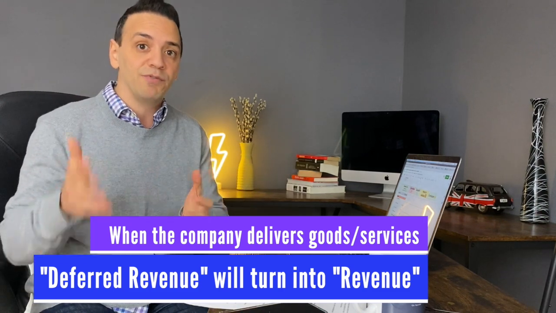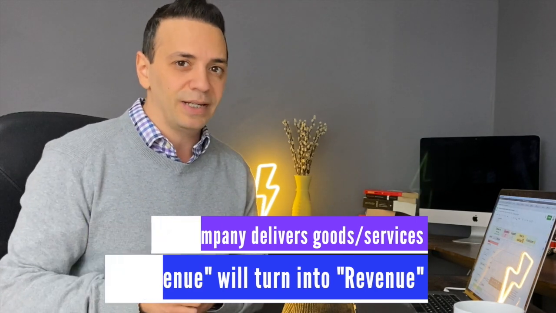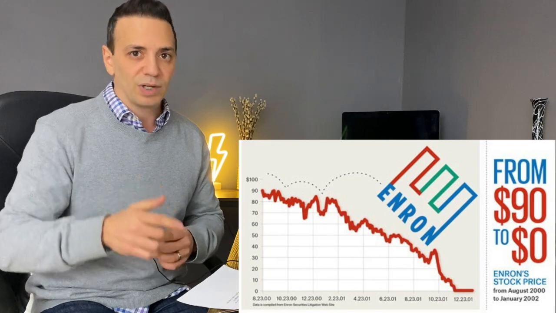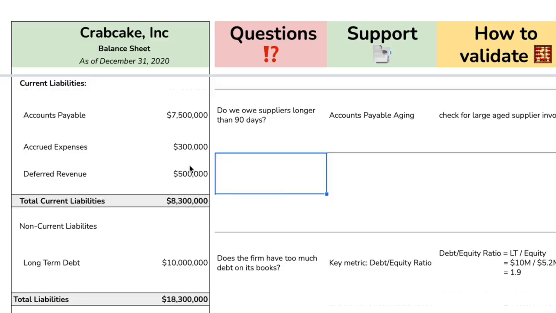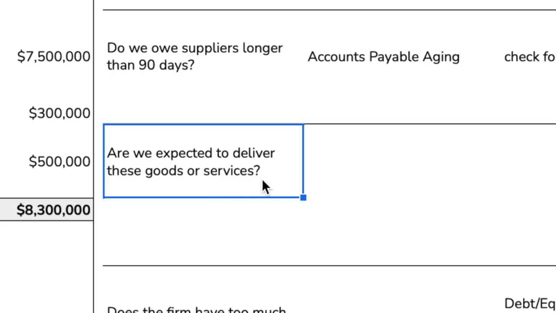And you don't want to be counting future revenue as today's revenue, because the last company that did that was a company in the 90s that began with the letter E. Enron, you guessed it. You don't want to be that guy. All right, so the question I have on this balance of $500,000 is, are we expected to deliver on these goods or services?